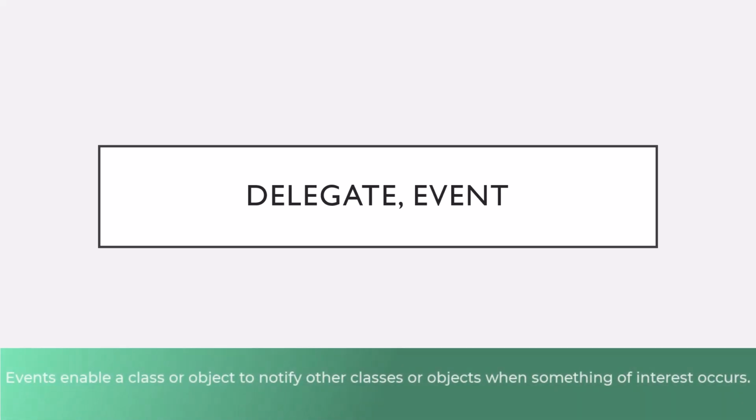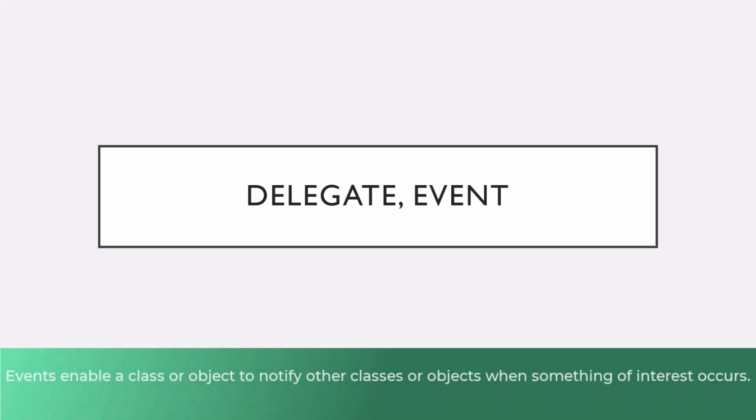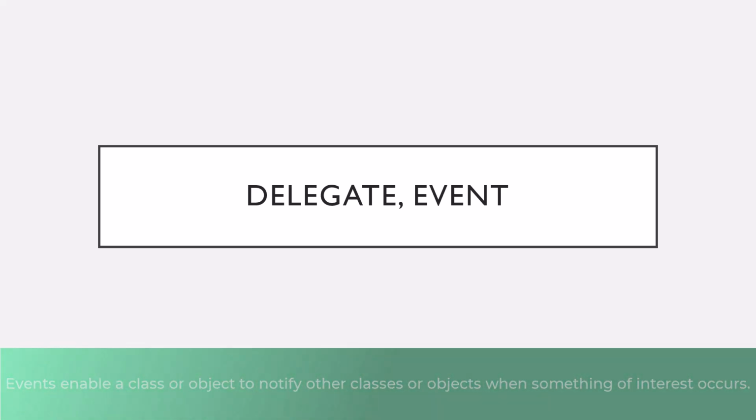Okay, so first let's try to understand what an event is. Events enable a class or object to notify other classes or objects when something of interest occurs. Maybe this sentence is very confusing for a beginner, so we'll break down this definition and see it one by one. What does it actually mean, something of interest occurs? If I give one example, it will be clear for you.